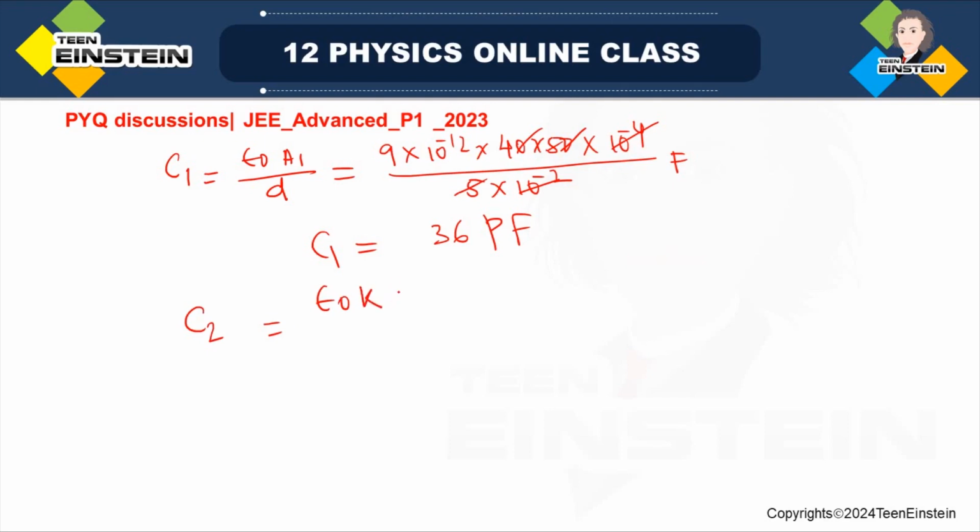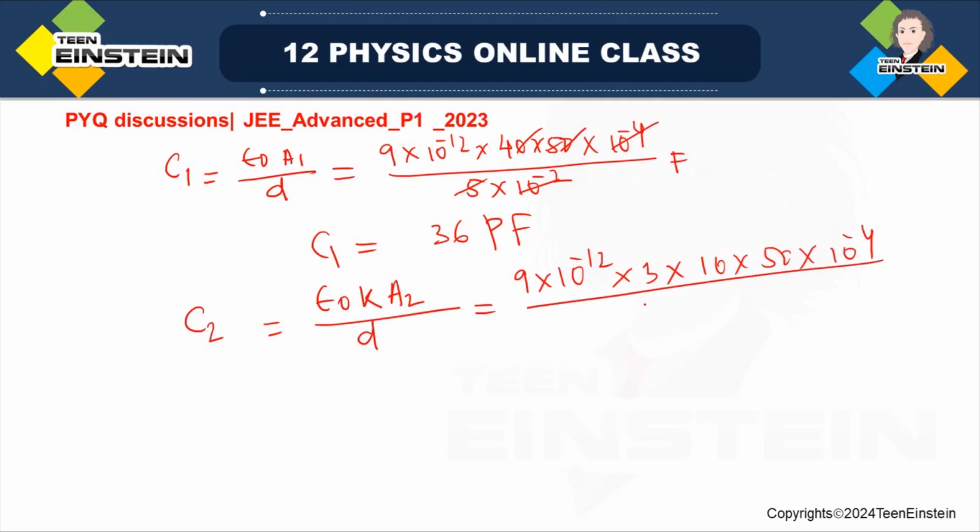Similarly, C2 can be found from epsilon 0, and there is a dielectric material having dielectric constant K, and A2 is the area, thickness is the same. So epsilon naught, then K is 3 given, A2 is 10 into 50 into 10 to the power minus 4, and 5 into 10 to the power minus 2. So this will cancel. Now upon simplification, what do we get? 27 picofarad. So this is C2.